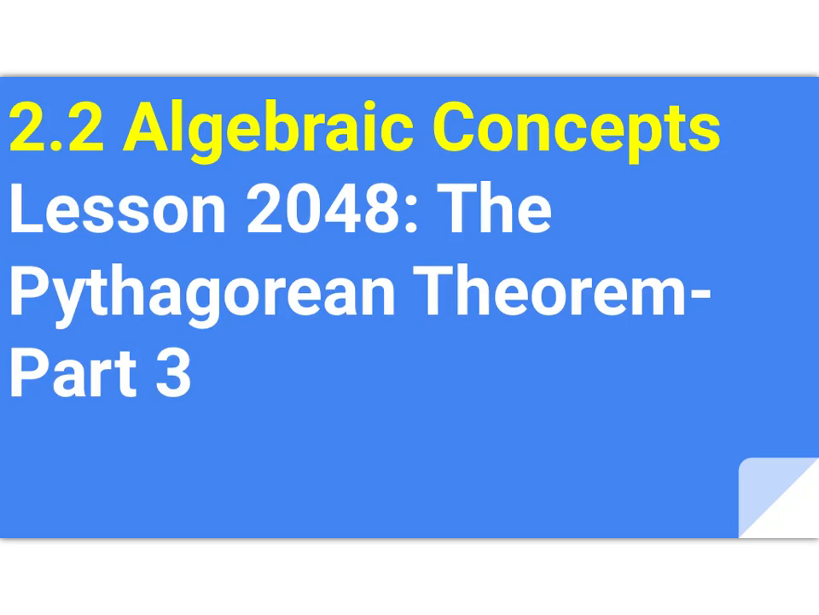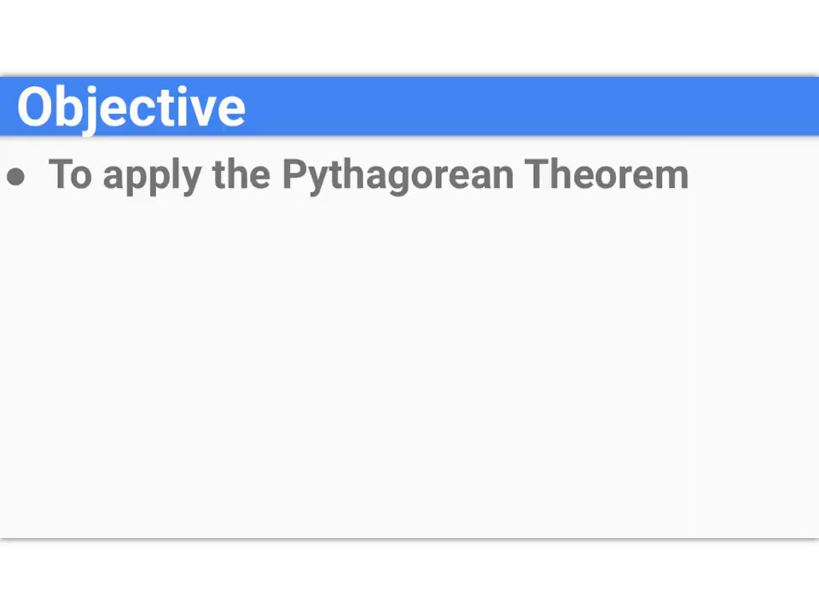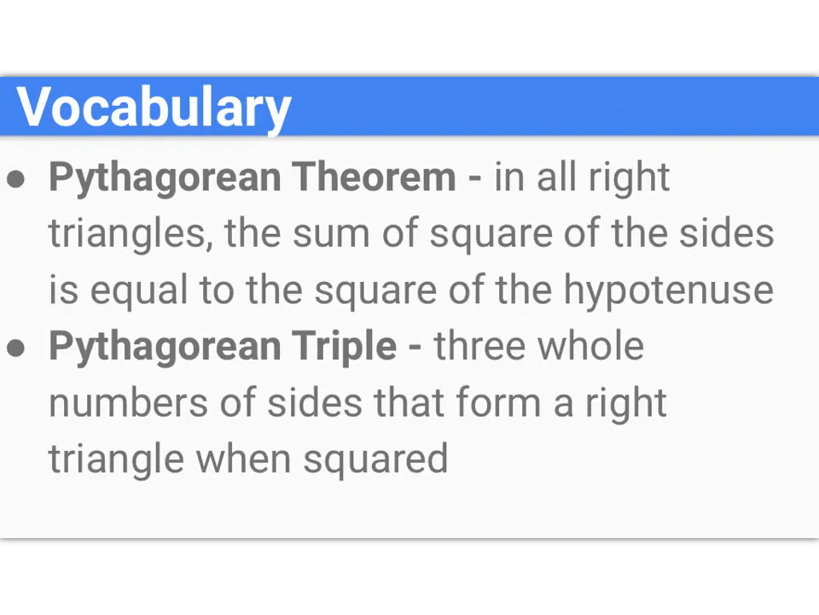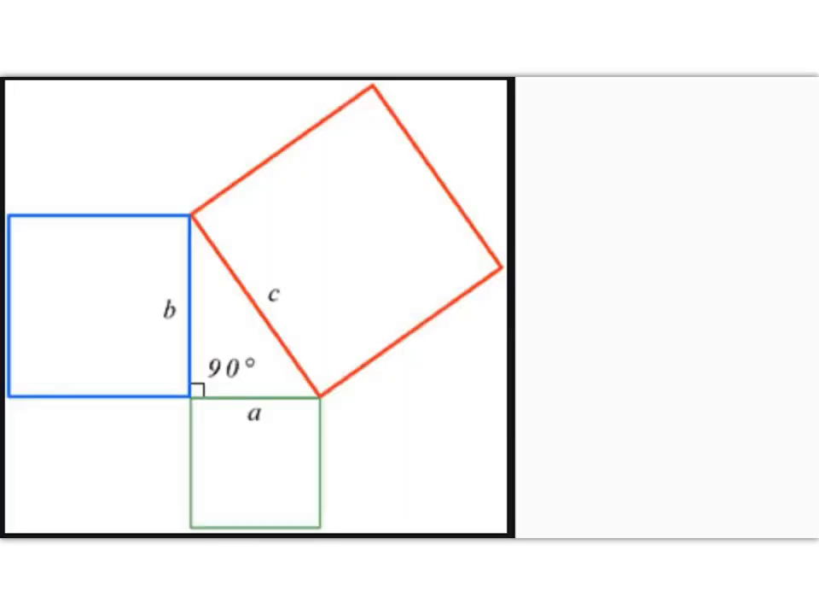Welcome to Lesson 48, the Pythagorean Theorem Part 2. Lesson 48 of Algebraic Concepts. All right, here's our objective, some vocabulary. The sum of the squares of the two legs is equal to the square of the longest side.